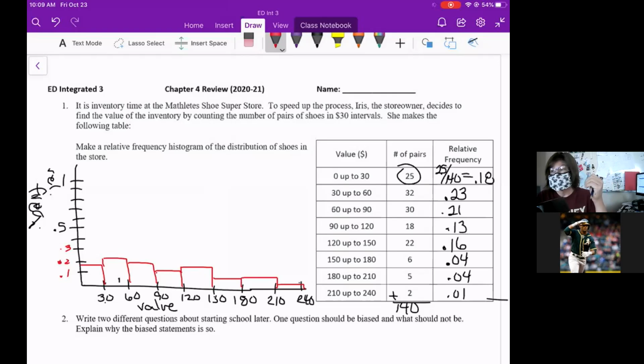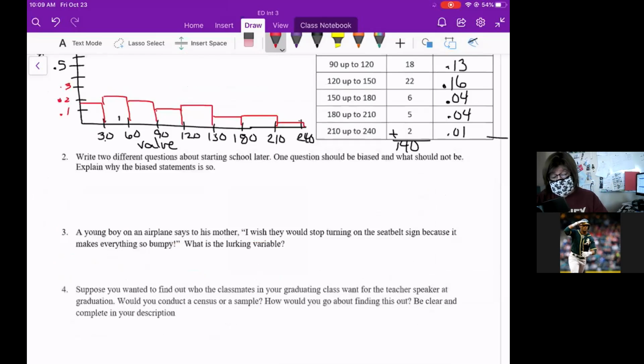Questions? All right. Write two different questions about starting school later. One question should be biased and one should not be. Explain why the biased statement is biased. Me writing out a biased statement is not going to help you on your ESA. So I'm going to ask some people to volunteer to tell me which one is their biased one about school starting later. Anybody want to volunteer? It helps your classmates to get ideas.